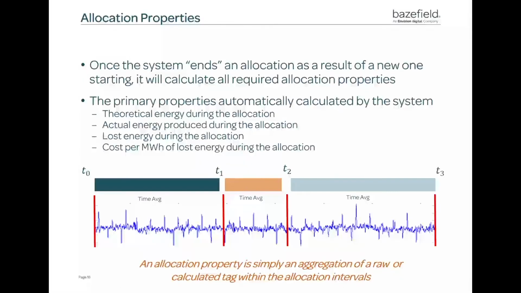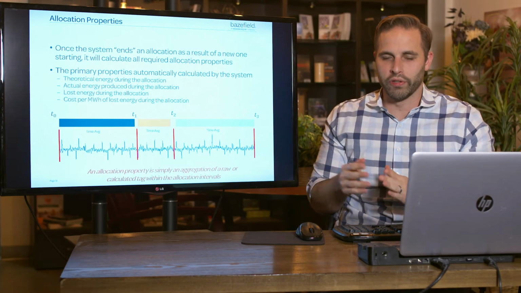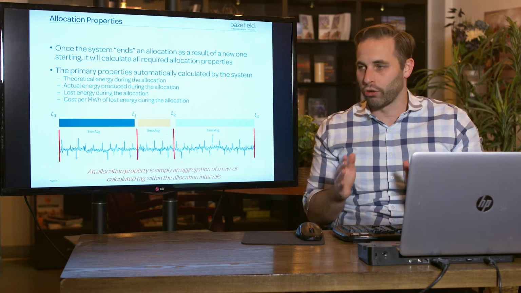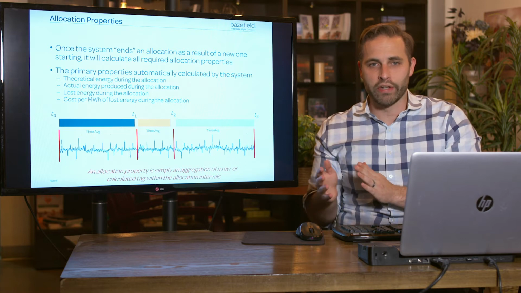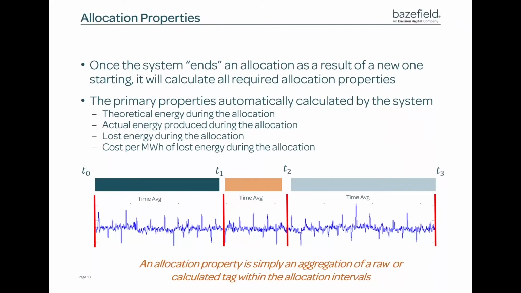Just going over the concept of properties visually. At the end of the day, what the triggers and the rules do is every second of your asset operations will be categorized by one or more allocation categories based on the events. From there, the system then needs to automatically calculate what we call allocation properties. Allocation properties are just snapshot aggregates divided into the allocation periods.